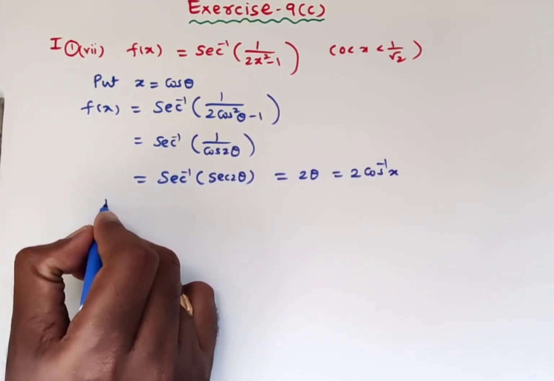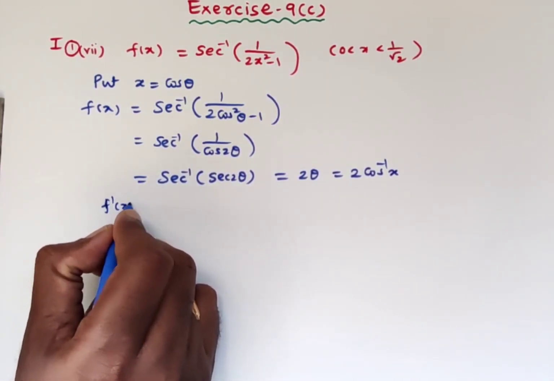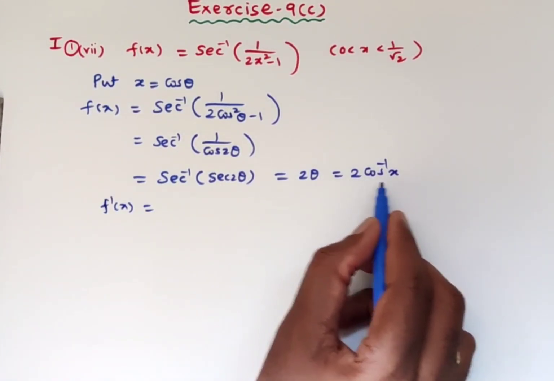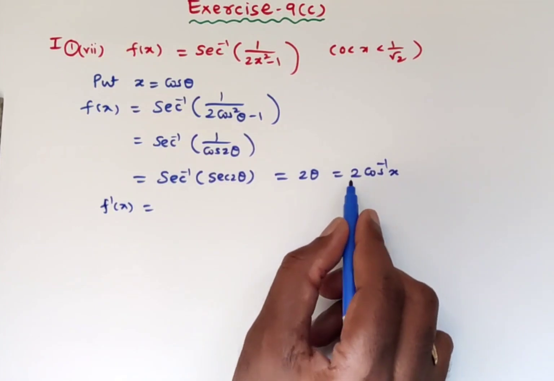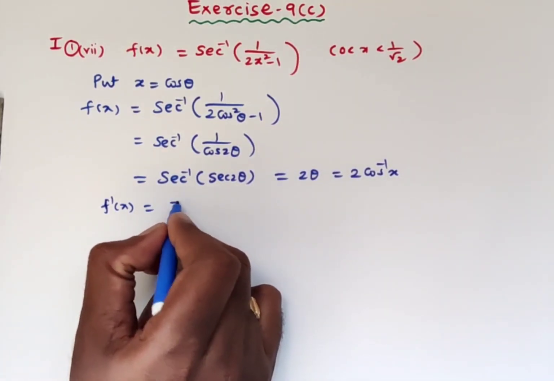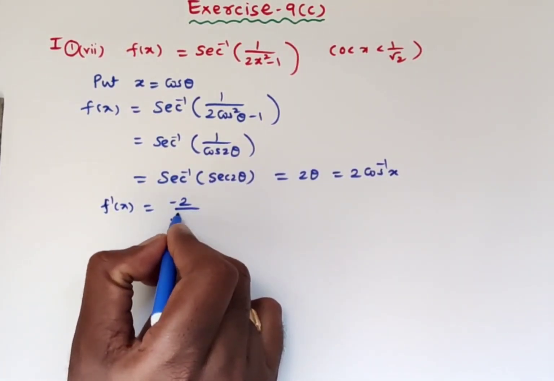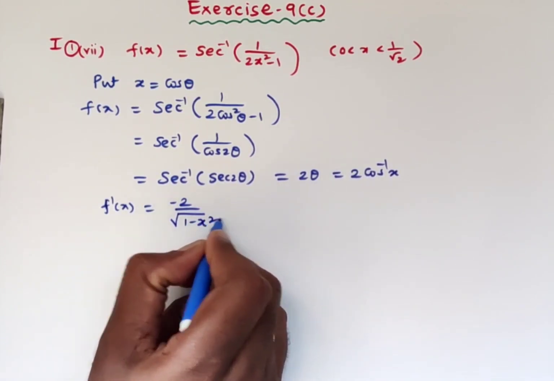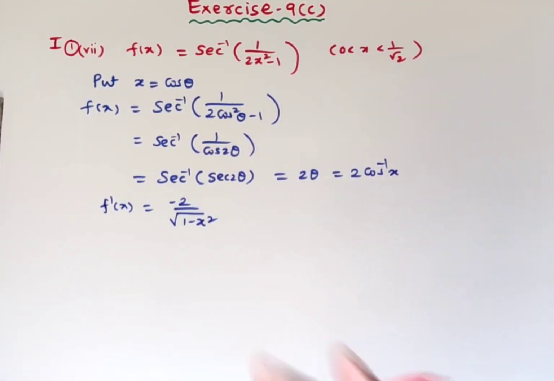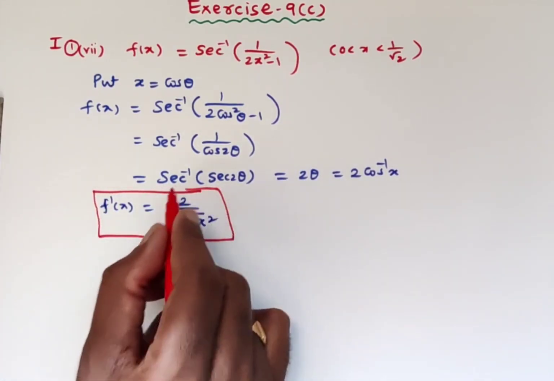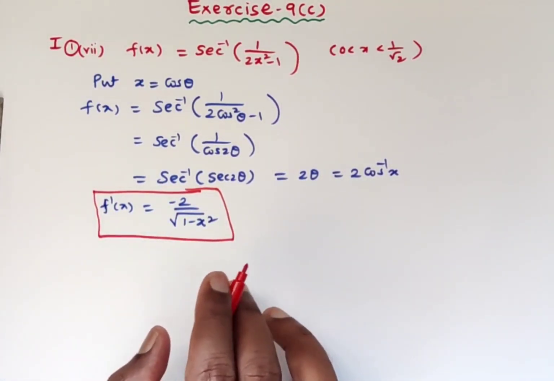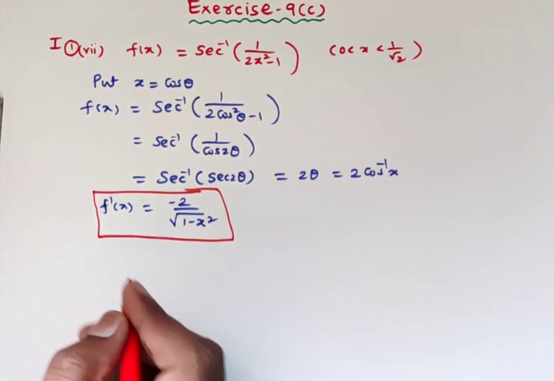Then the derivative is f prime of x equals 2 into the derivative of cos inverse x, which is minus 1 by root of 1 minus x square. So into 2 is there. So finally it is minus 2 divided by square root of 1 minus x square. So this is the derivative of secant inverse of 1 by 2x square minus 1.